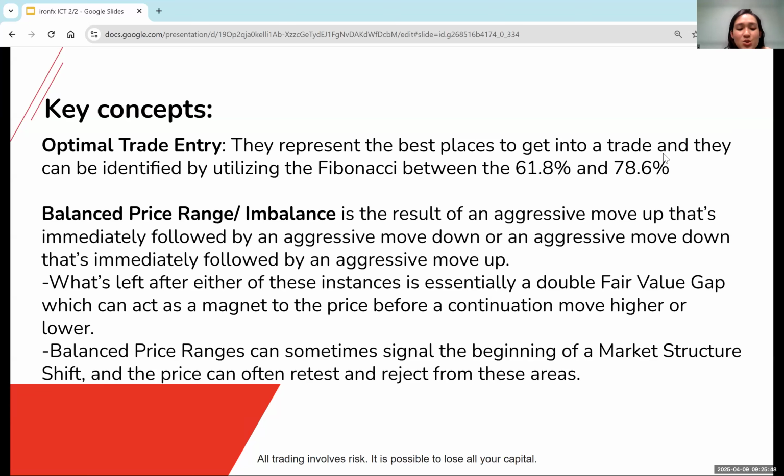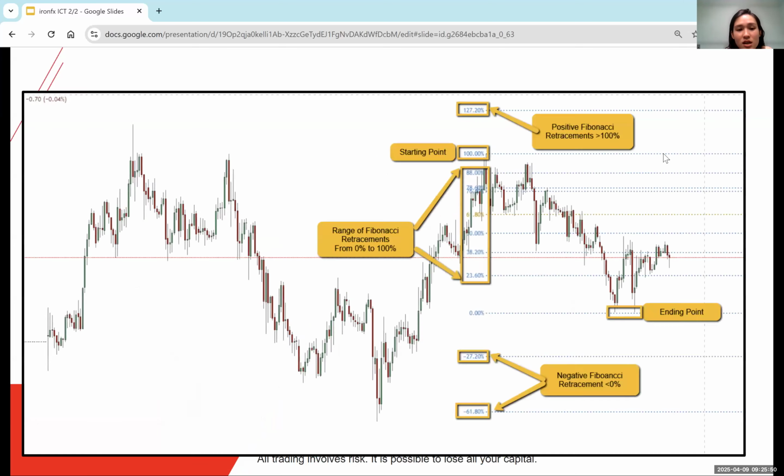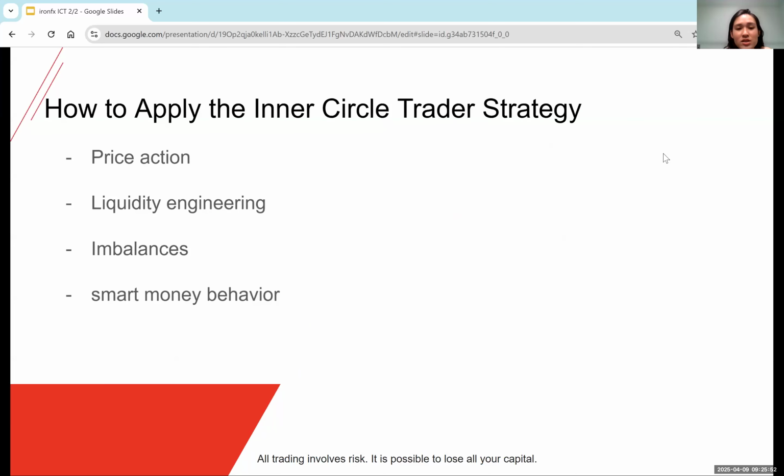Which brings us to today's topic, which is how exactly to apply the inner circle trading strategy. We've already covered all of the key concepts. Last week we covered some trade management techniques as well. So for today we'll talk about how to exactly apply it.